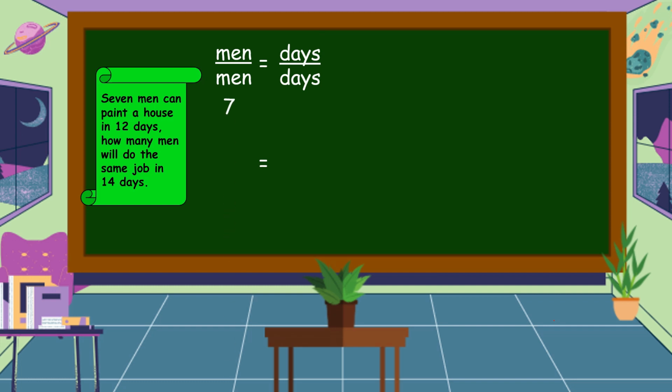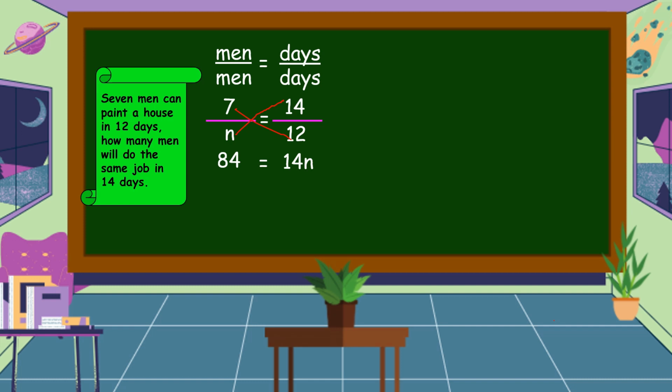So 7 over n is equal to 14 over 12. Then we're going to cross multiply. 7 times 12 is equal to 84, and n times 14 is equal to 14n.